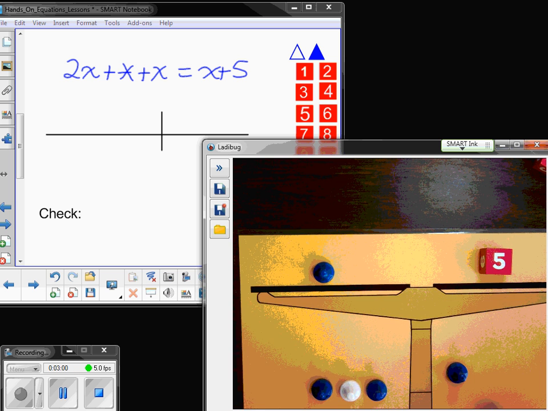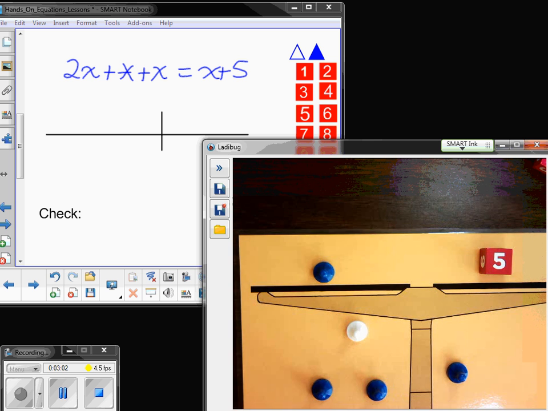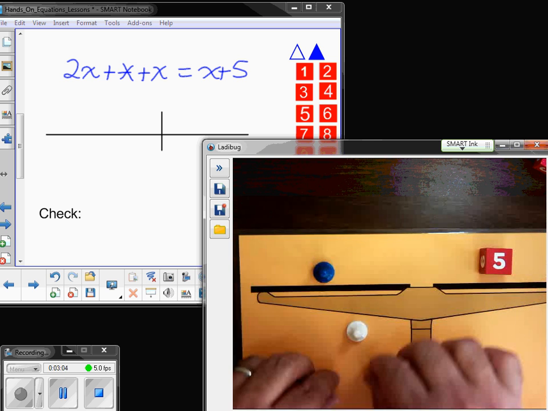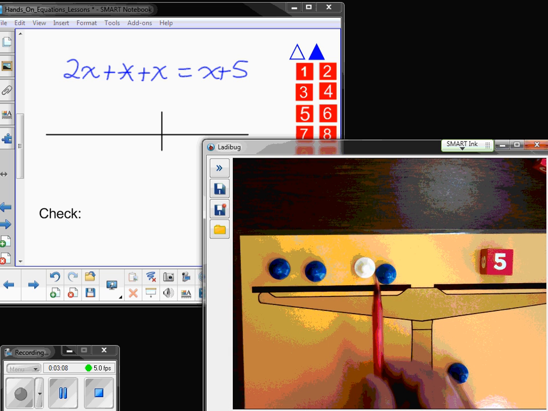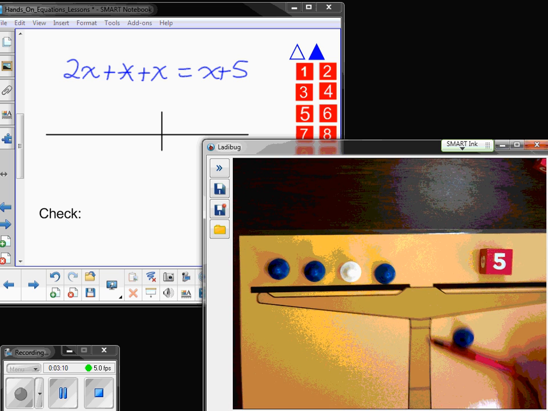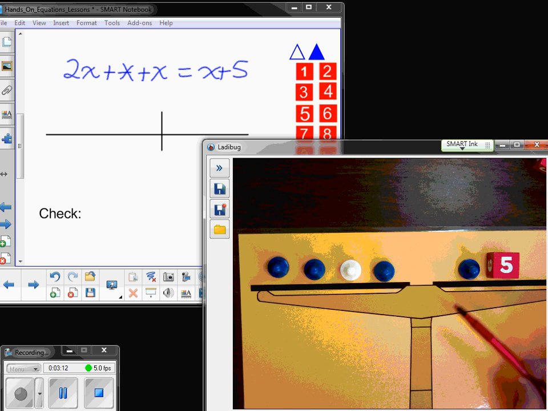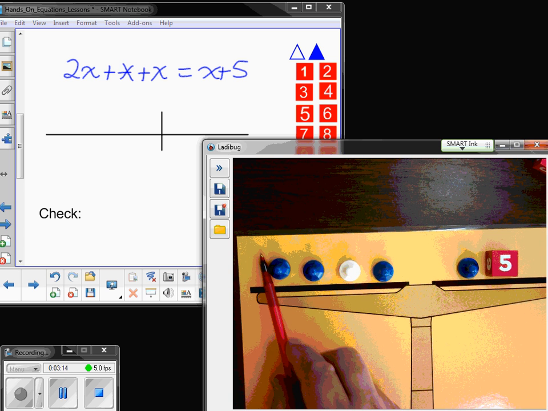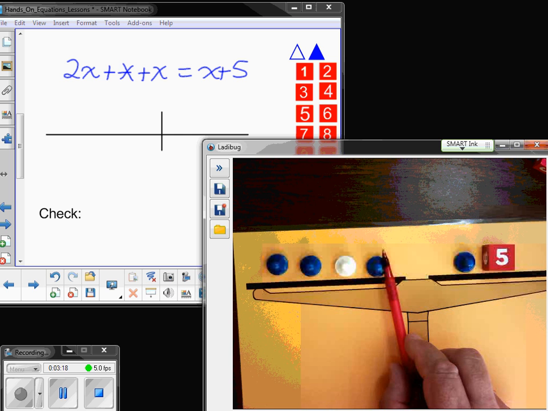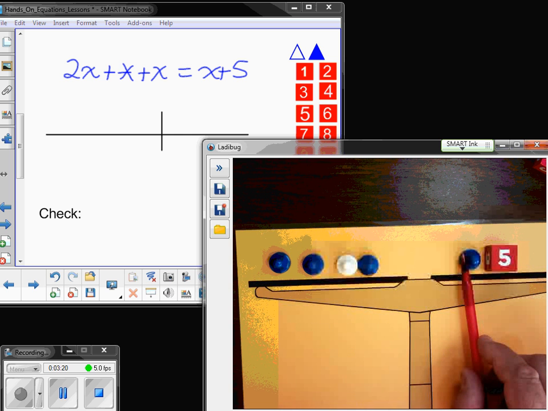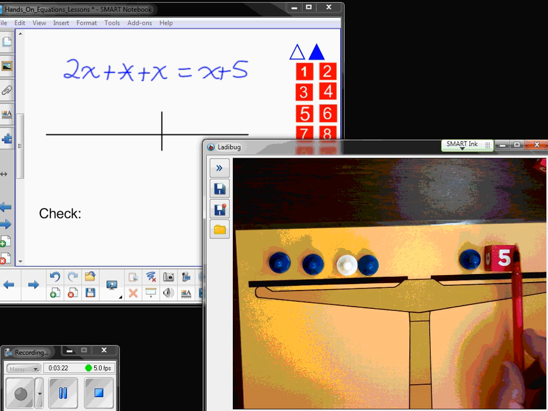Well, if x is 5, what's star? Star would have to be negative 5. So I'm going to check that. I got 5 plus 5, negative 5 and 5. On the right-hand side, I just got the 5 and the x. So 5 plus 5 is 10, plus negative 5 is 5, plus 5 is 10. On the right-hand side, I got x, or 5, plus 5, I've got 10.